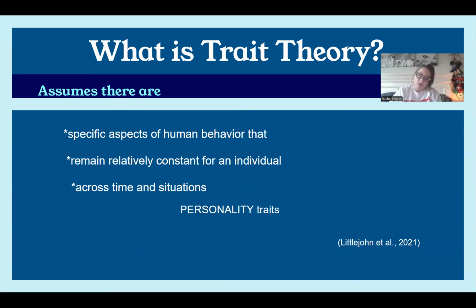Trait theories assume that there are specific aspects of human behavior that remain relatively constant for an individual across time and all situations. So somebody would use this repeated or expected behavior, this trait, to describe that person. An example would be somebody who's always kind or thoughtful, no matter what the situation is. They could say, oh, that person has the trait of kindness and thoughtfulness. That person is kind and thoughtful.